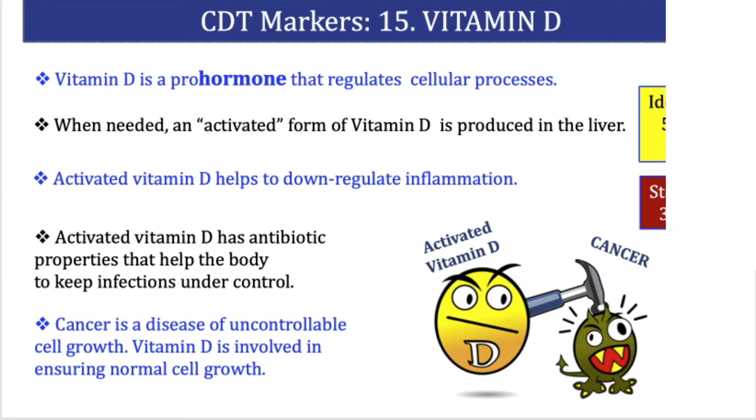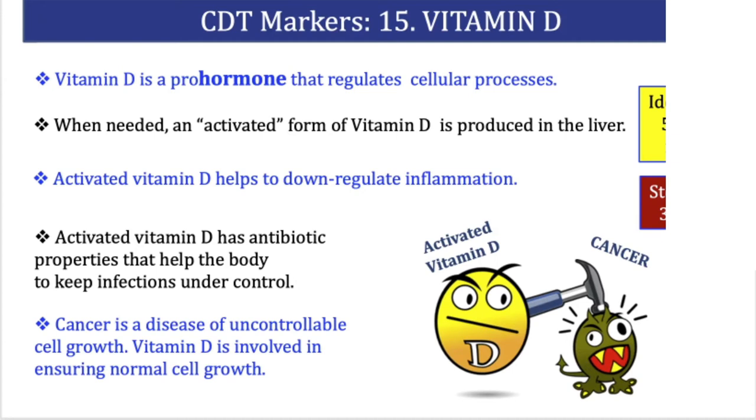But you activate the vitamin D to make it work. And what does it do? It makes your neutrophils that fight bacterial infection work better. Okay. How does it do that? It gets carried to wherever it needs to be carried in soap, LDL. That's how important LDL is. Activated vitamin D helps down-regulate inflammation. Activated vitamin D has antibiotic properties that helps the body keep infections under control by stimulating the activity of your neutrophils to produce peroxide.